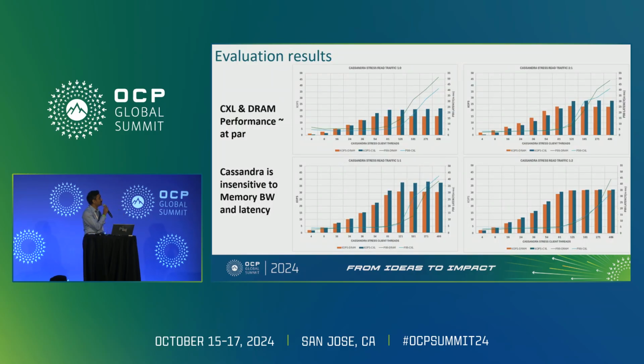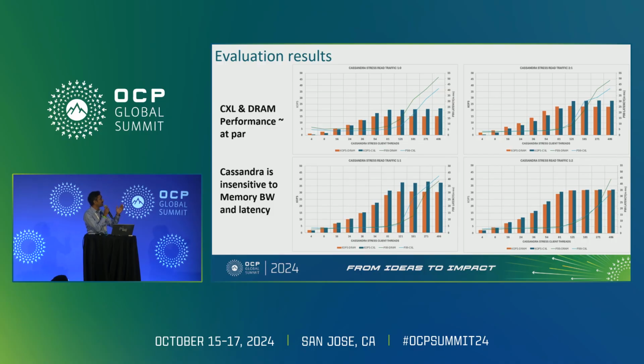Some of the initial results we have seen here: CXL is performing at par. At lower data sets, CXL and DRAM perform similarly. The K-ops are basically the same. When we increase the data set beyond the capacity of the local DRAM, where CXL can fit it but DRAM cannot, that's where you can see CXL K-ops are better than local DRAM. With respect to latency, it is almost at par there.